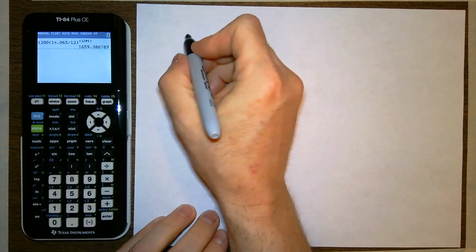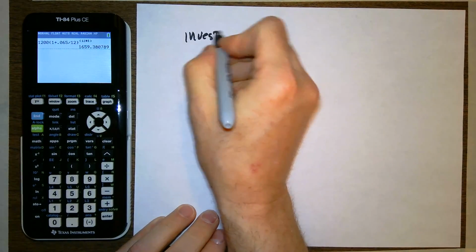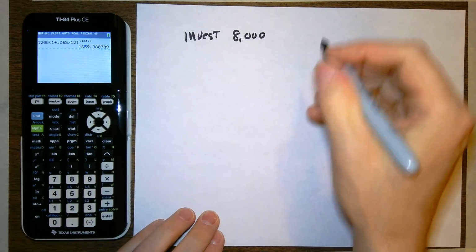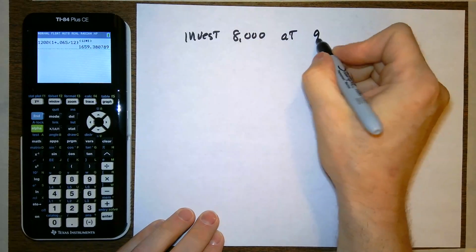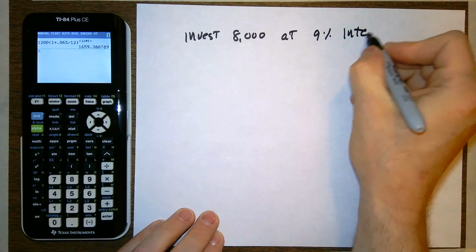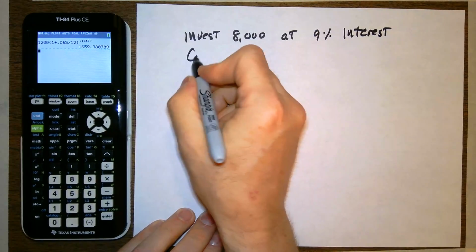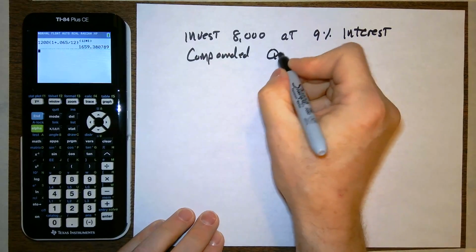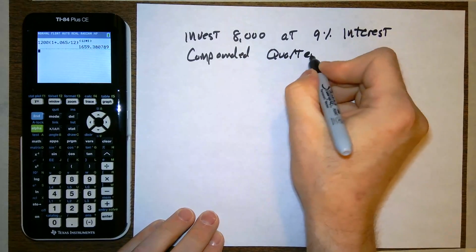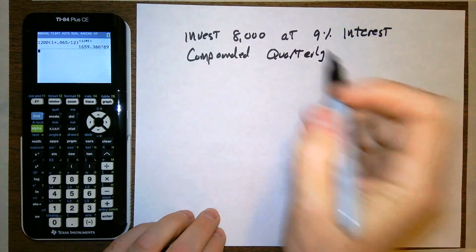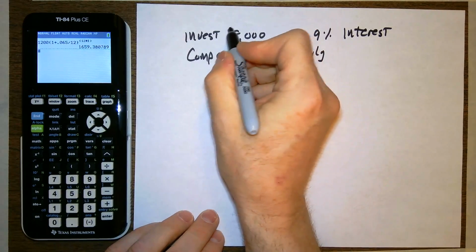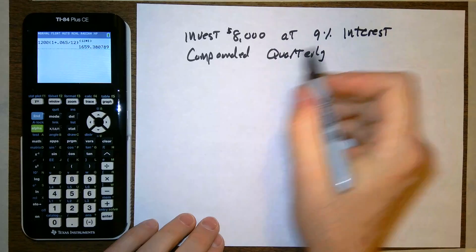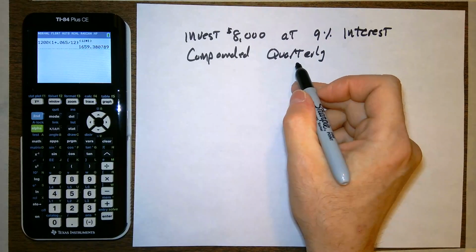So here we're going to invest $8,000, and I'm going to invest it at 9% interest, compounded quarterly. So I know how much I'm investing. This is my initial investment. That's my principal, P. I know my rate is going to be 0.09. Compounded quarterly means 4 times a year.